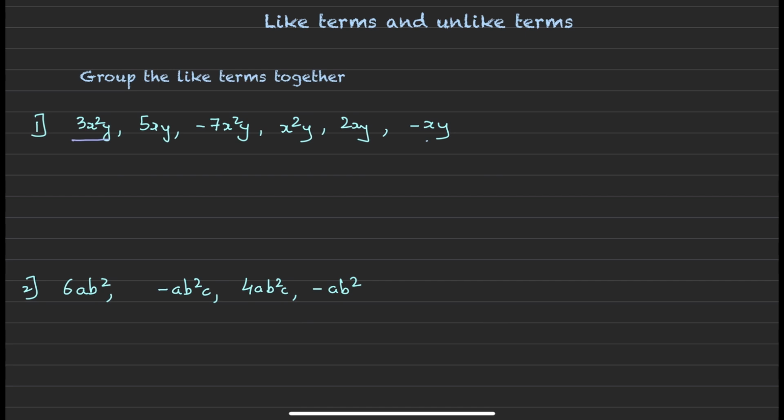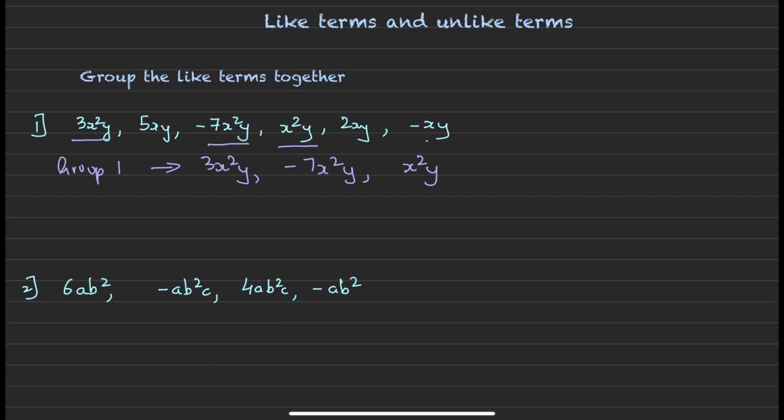Is there 2x and 1 y in any other term? Yes, 2x and 1 y here. That's it. So group 1: 3x square y, negative 7x square y, and just x square y, which means 1x square y.